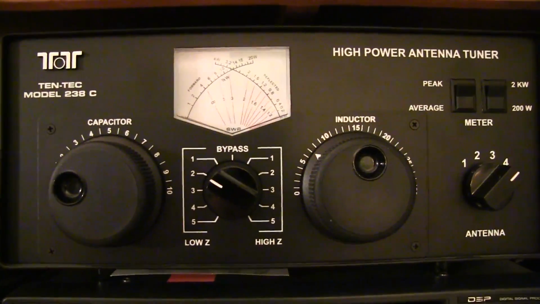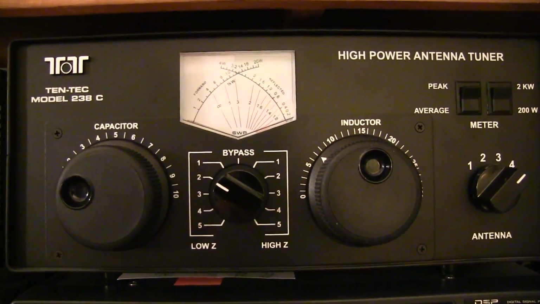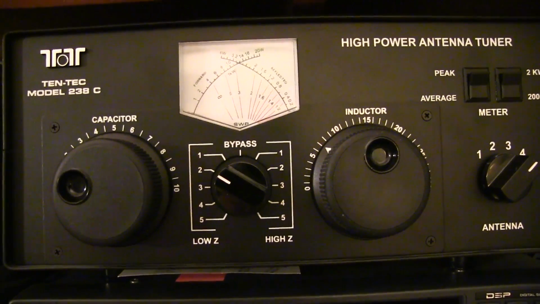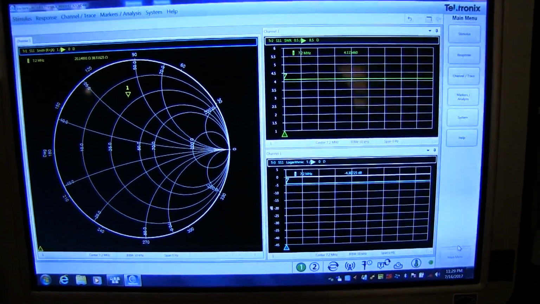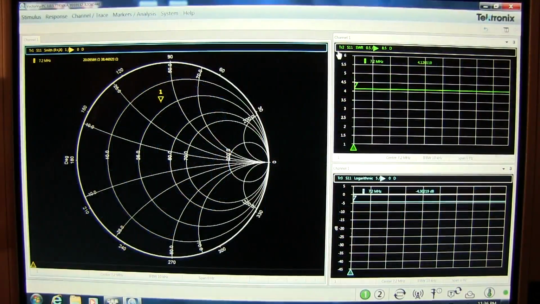Well, normally when you use an antenna tuner like this, you're tuning up at a particular frequency. So we're going to do the same thing with the VNA. We'll set it up in zero span, in this case at 7.2 megahertz. Now the analyzer is set up with 3 displays, but each display is really just measuring S11, the reflection coefficient, but it's displaying it in 3 different formats.